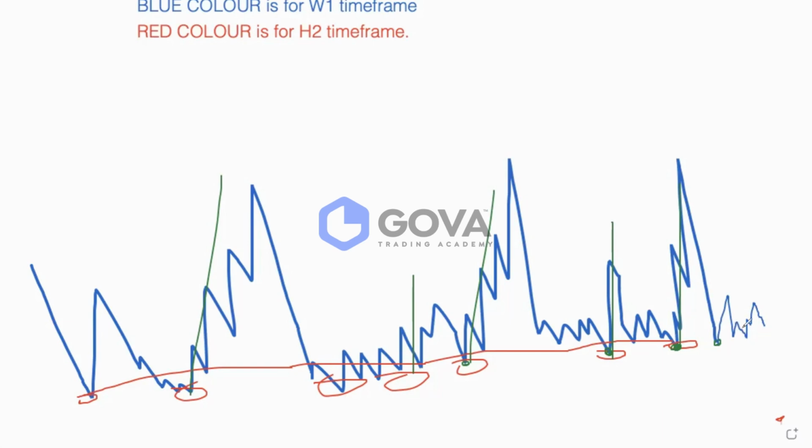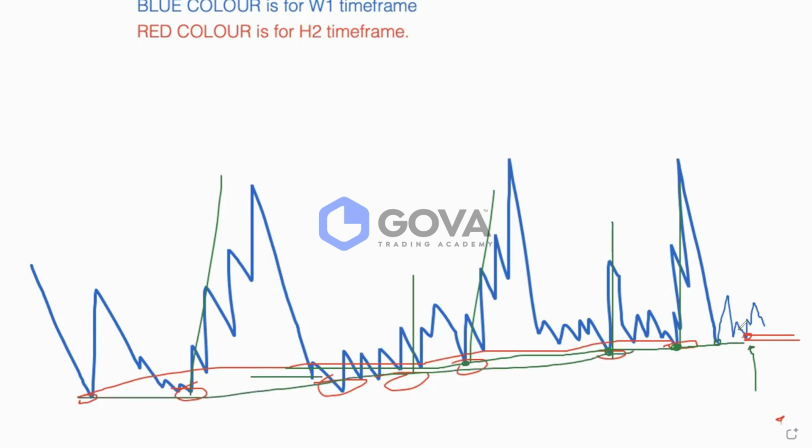So you can take advantage of the level, because you can see there is a drop-based rally formation here, and this drop-based rally formation is also corresponding with the psychological demand level on the weekly time frame. You can see this area is the weekly time frame psychological level.